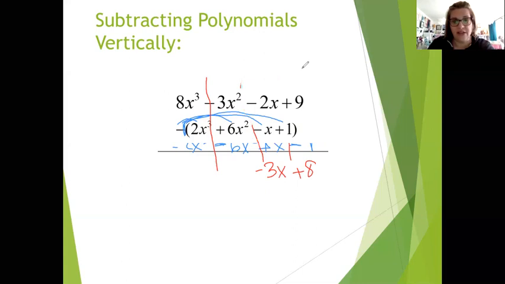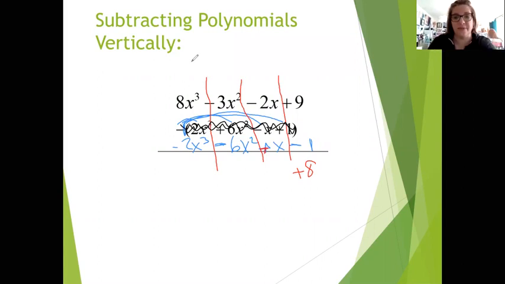Wait, I'm looking at the wrong one. Oh, Heidi. I'm not going to look at this one anymore. I'm just going to cross it out so that I don't confuse myself. Because that was confusing. Because see, down here I changed it to a plus because this negative distributed. Oh, okay. So negative 2x plus x will just be a negative x.